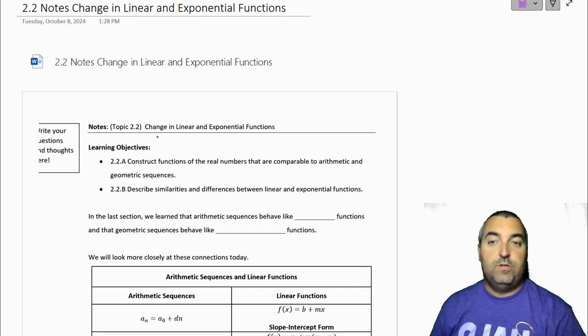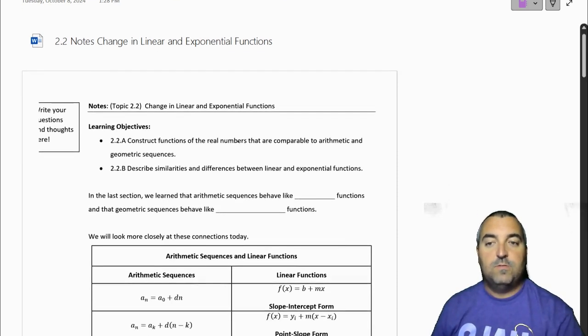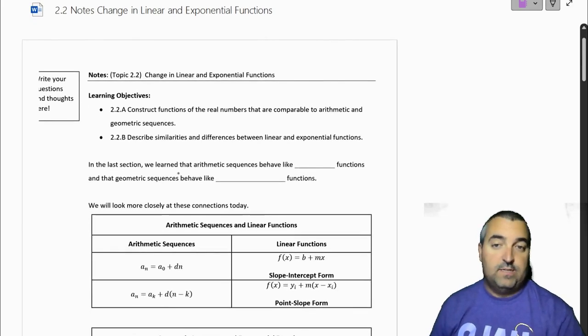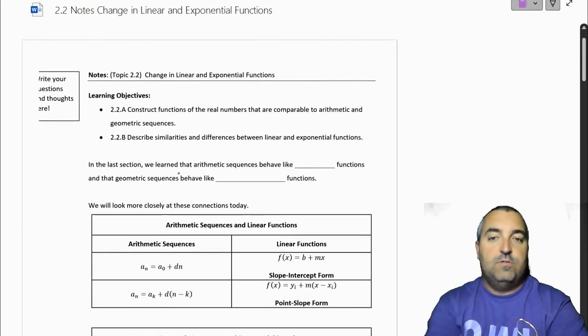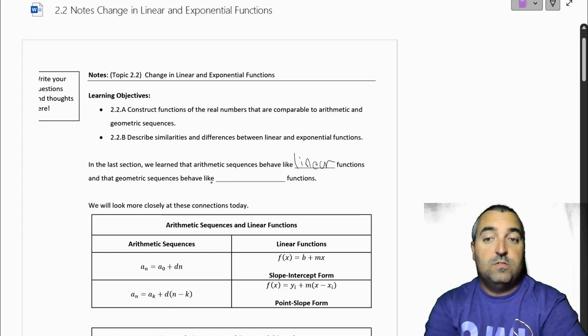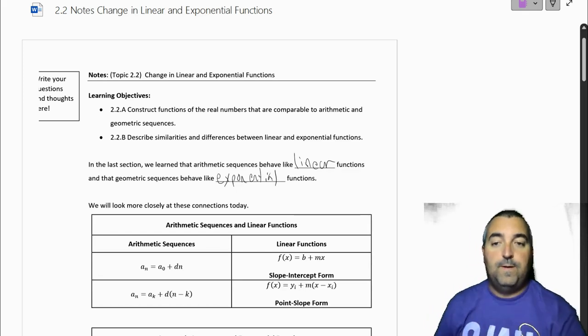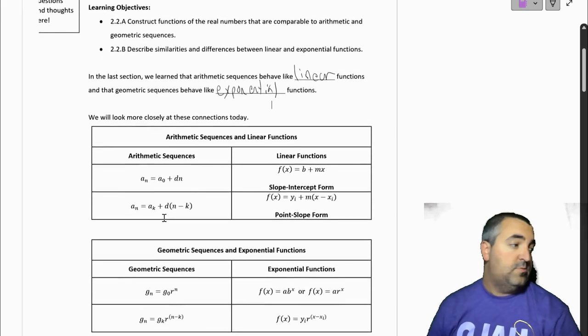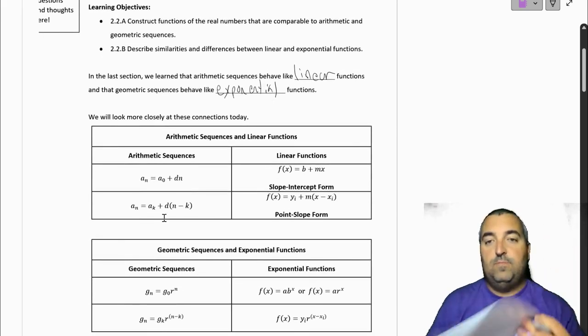Today we are looking at 2.2, which is change in linear and exponential functions, very similar to 2.1, but now we're looking at the functions as opposed to the sequences. Okay, so last section, we learned that arithmetic sequences behave like linear functions, and that geometric sequences behave like exponential functions. And so that's what we're going to look at today.